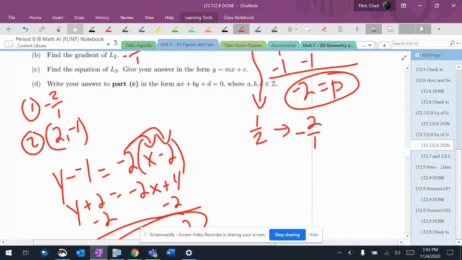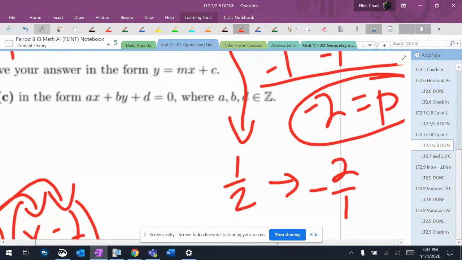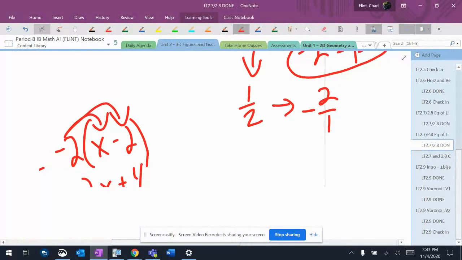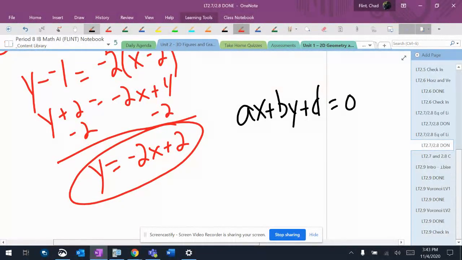All right. So then it says write your answer in part C in the form ax plus by plus d equals 0. And then it's got this thing where it says a, b, d, and it's got an element of Z. That just means those are supposed to be integers. We haven't really talked about that yet. So that means they need to be whole numbers, and I'll talk about that if they aren't when I go ahead and do this. All right. It looks like they're going to be fine to me. So ax plus by plus c or d equals 0 form. That literally just means get everything on the same side of the equation so it's equal to 0.